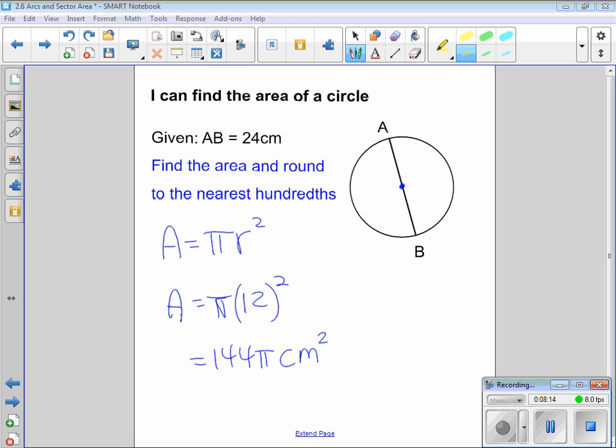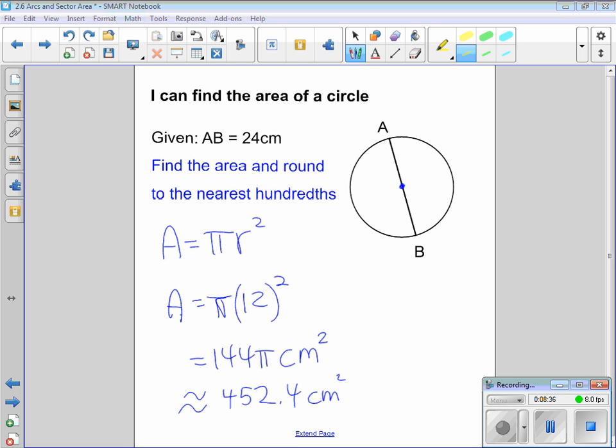Okay. Keep in mind that area is the art of finding out how many squares it takes to cover a circle. After putting this information in, I get that it's 144 pi centimeters squared. That's kind of a weird way of expressing the number of squares. So it might ask me to go ahead and round that to so many decimal places. And there you have it.